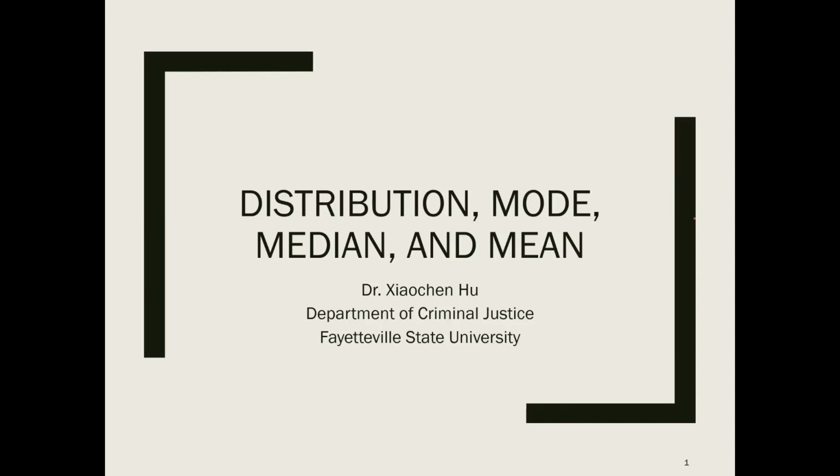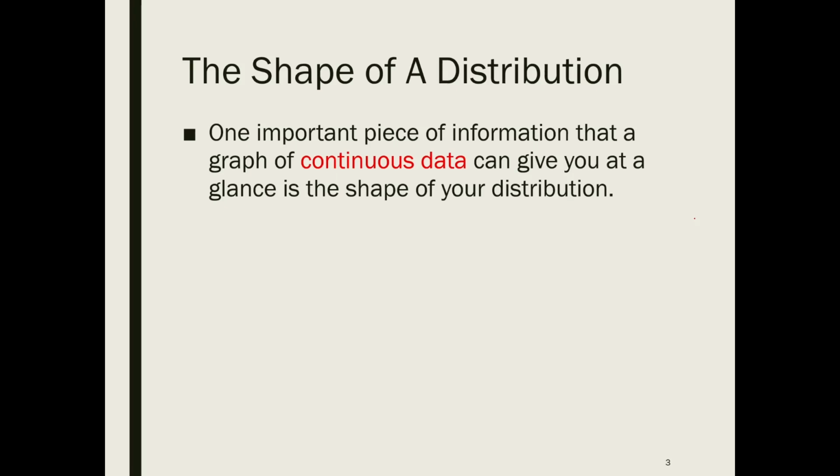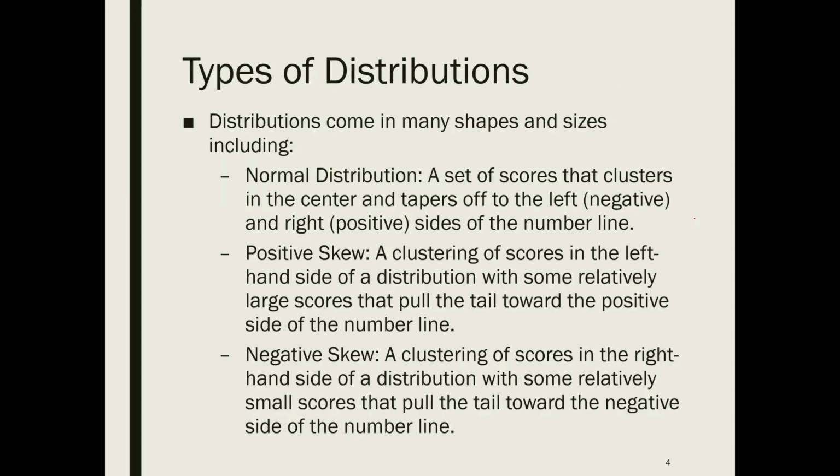In this video, we are going to talk about distribution, mode, median, and mean. Let's first talk about the distribution. One important piece of information that a graph of continuous data can give you is the shape of your distribution. We usually have three different kinds of distribution. There are supposed to be more, but these three are the most common and the easiest we are going to see in social sciences, criminal justice, or criminology.